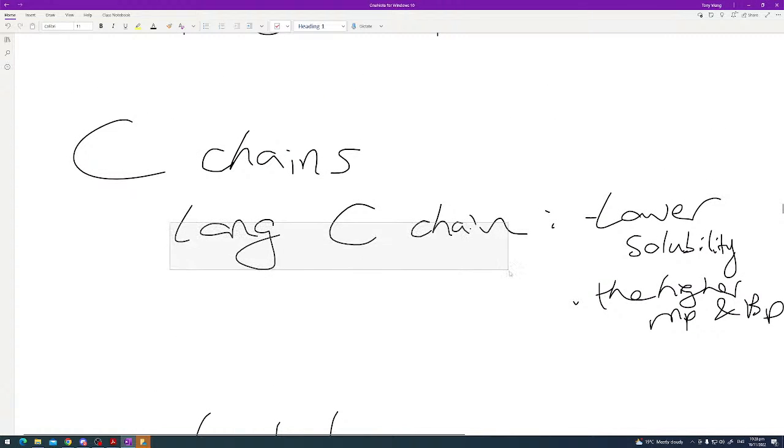The longer the chain, the lower the solubility, the higher the melting point, the higher the boiling point. Because the more carbons there are, the higher the force of attraction. That's why you need more energy to break them. And then the more non-polar stuff you have. Can you talk about the trend in solubility? Already done that.